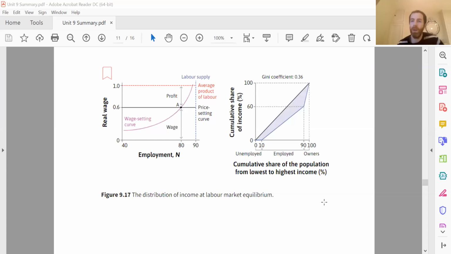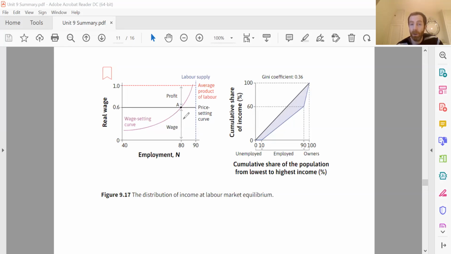Okay, so the next thing that we're going to look at is how we can use this labor market model to think about how we might work out a Gini coefficient for this sort of economy. If we start by looking at the diagram on the left-hand side here, we can see we've got an equilibrium at point A, where we've got 80 workers employed, and the total labor force is made up of 90 workers.